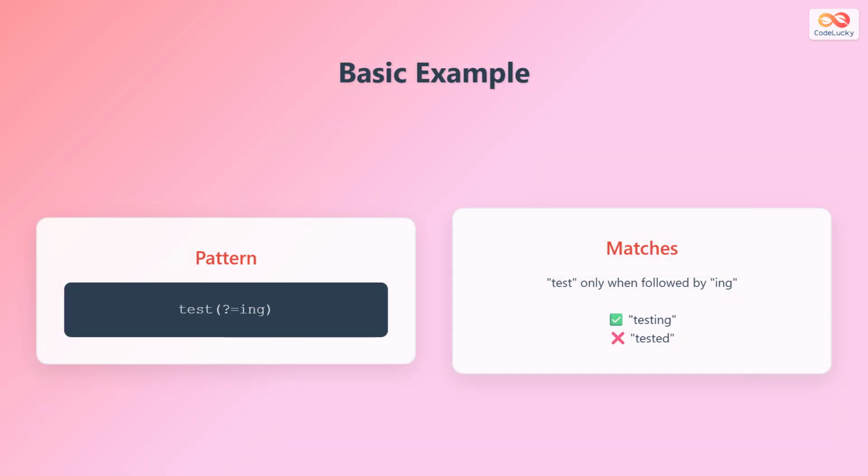Let's look at a basic example. Consider the pattern: test followed by a lookahead that checks for ing. The regular expression for this would be test(?=ing). This pattern will match test only when it is immediately followed by ing. So it will match testing, but it will not match tested.